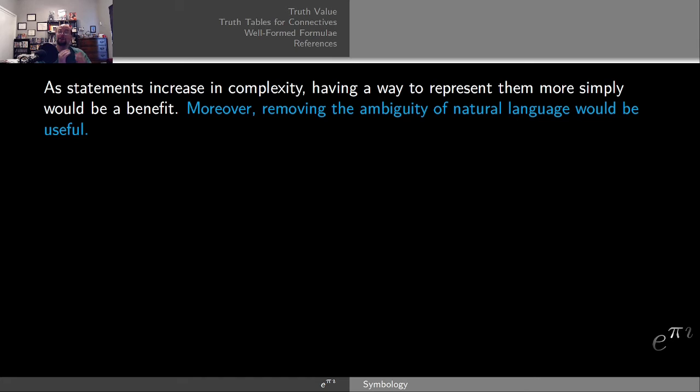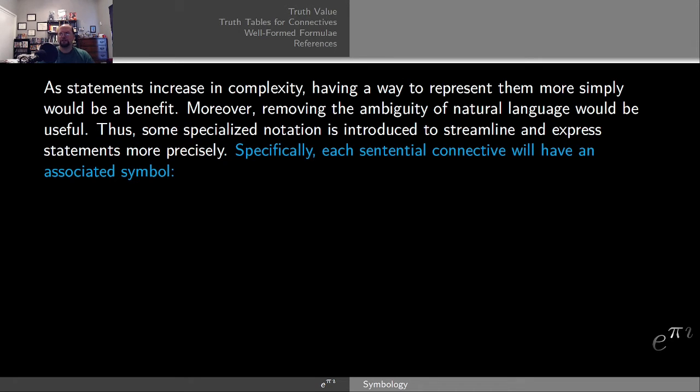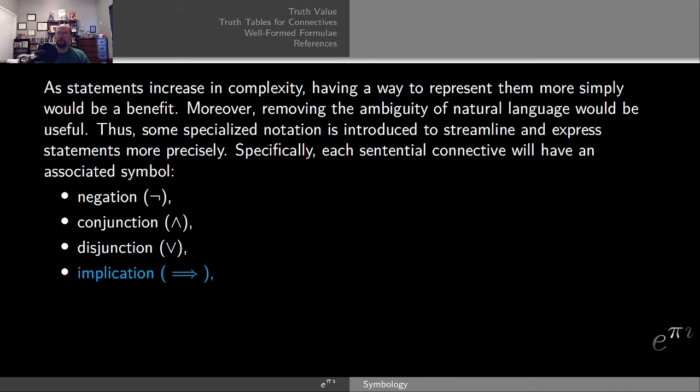English has several words that have multiple meanings and multiple interpretations, so that causes confusion and ambiguity. We want to remove that ambiguity, so we want to have something that has no other interpretation other than the one that we intend. Thus, we are going to introduce some specialized notation that will streamline and express these statements much more precisely. Specifically, the sentential connectives, each one will have an associated symbol. Specifically, the negation, the conjunction, the disjunction, the implication, and the biconditional. Each one of these will have a different symbol so that there will be no confusion between which one is being used and what is being meant.